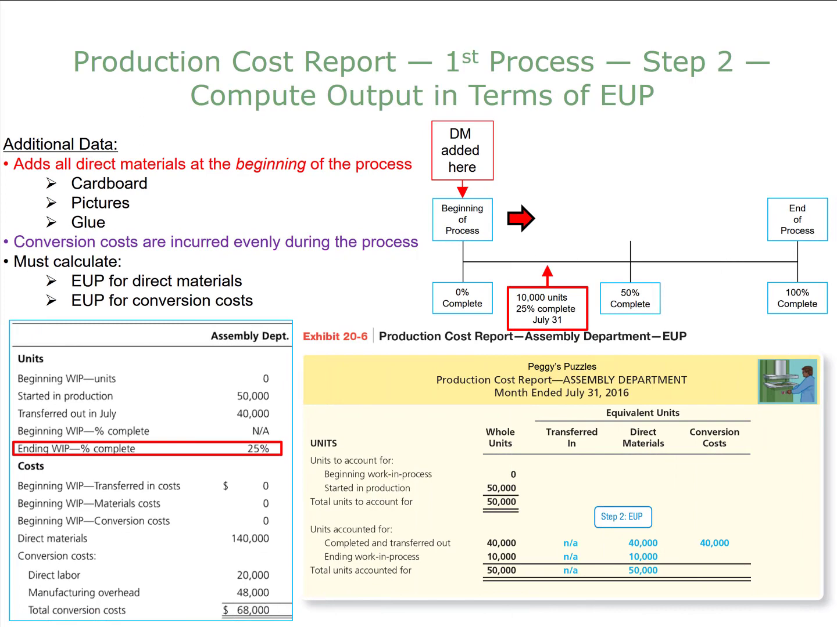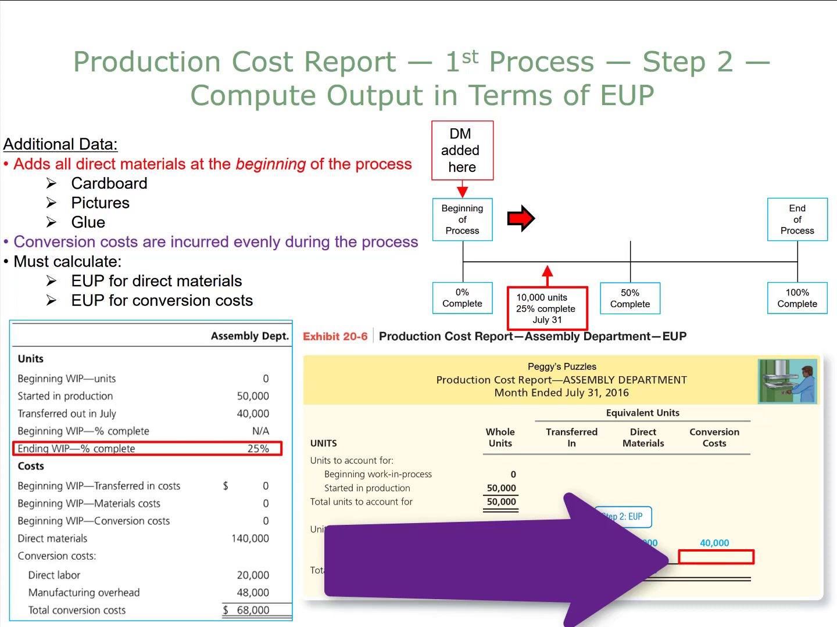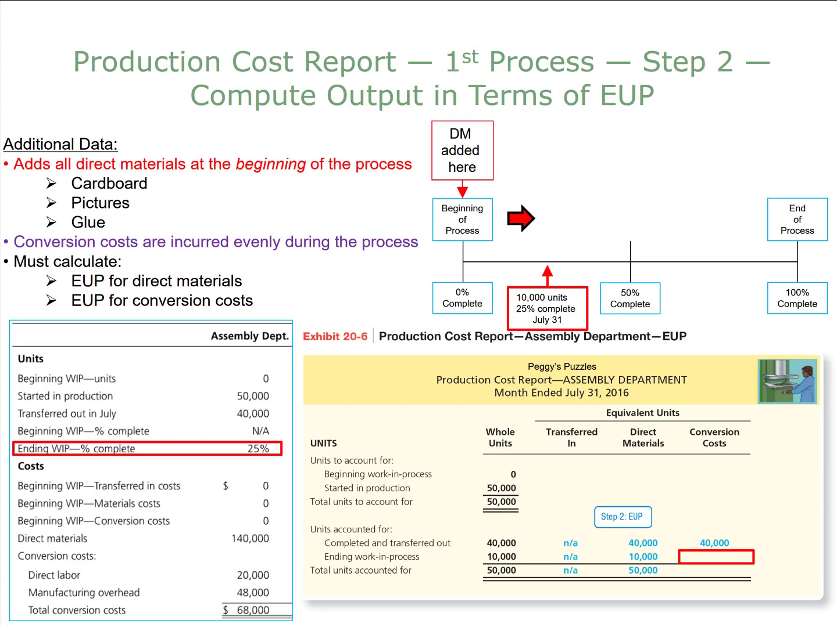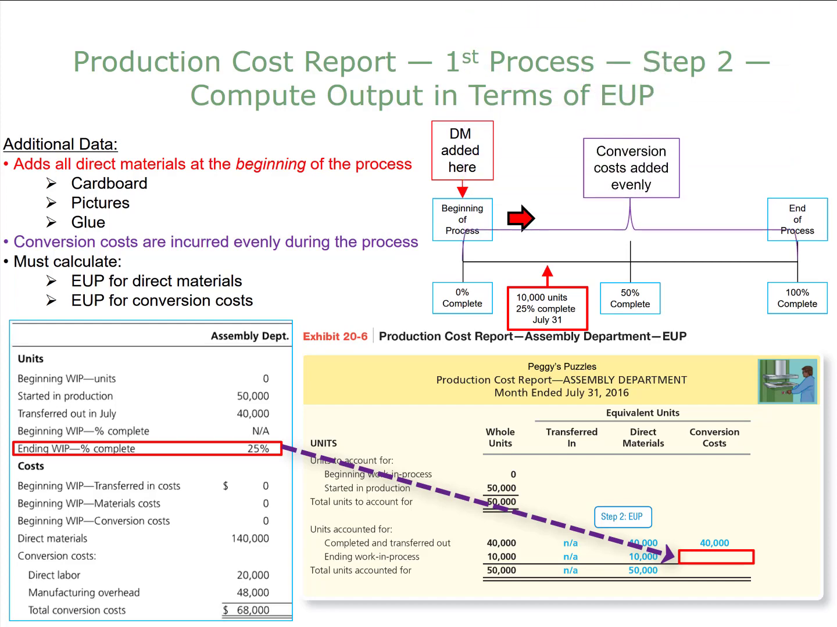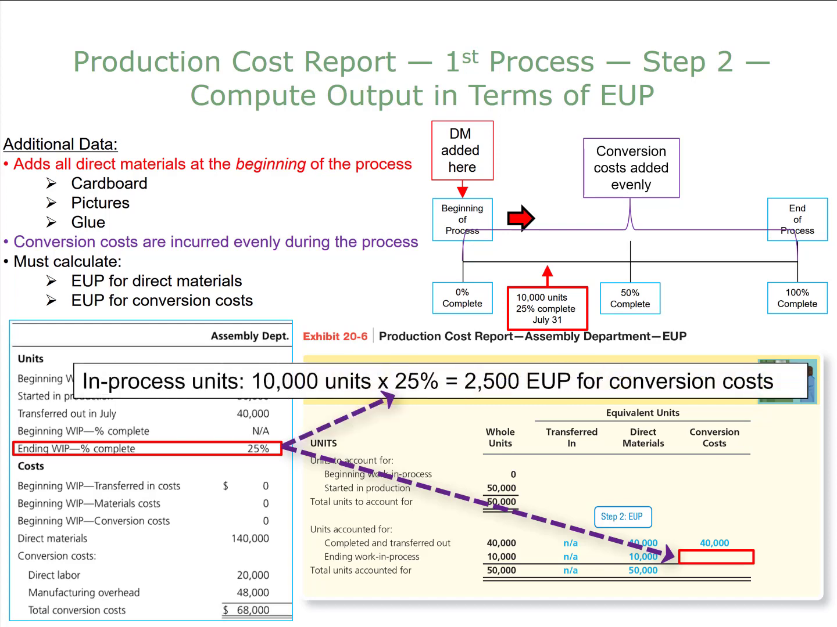Now we will calculate the equivalent units of production for the conversion costs for the 10,000 units in ending work in process. Remember, these units were 25% complete per our data table. Also remember that conversion costs are added evenly throughout the process per our additional data. So, since these 10,000 units were only 25% complete and conversion costs are incurred evenly throughout the assembly process, to calculate equivalent units of production, we take the 10,000 incomplete units and multiply by 25% to get 2,500 equivalent units of production for conversion costs.